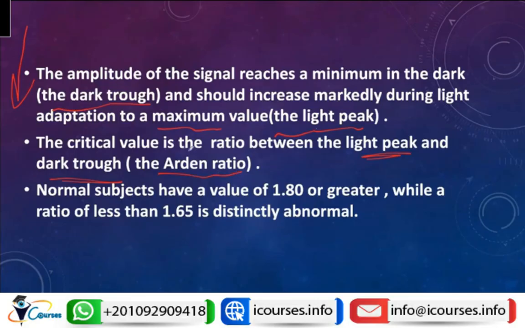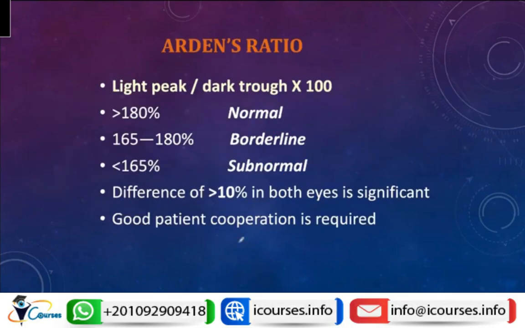The normal response for the Arden ratio is 1.8 or greater. If it is less than 1.65, then this is considered abnormal. So again, the Arden ratio is the ratio between the light peak to the dark trough multiplied by 100. Normally it's more than 180; less than 180 down to 165 is borderline. Less than 165 is subnormal. A difference of more than 10% between both eyes is considered significant, and the patient should be cooperative enough, because in this test we need the patient to move his eyes right to left.